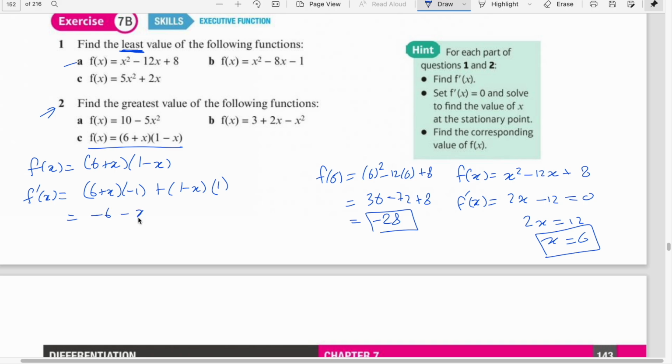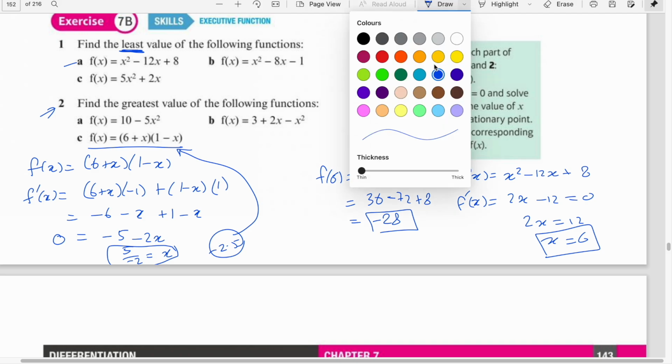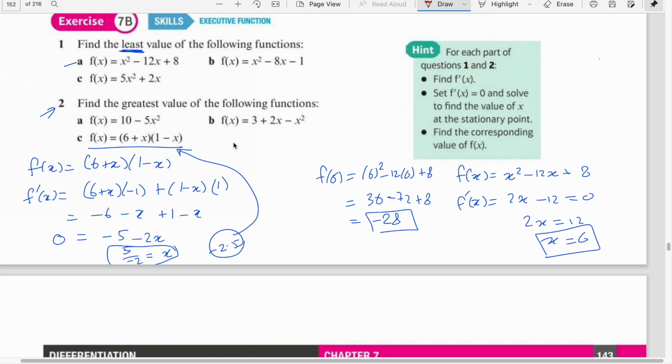Simplifying, minus 6 minus x plus 1 minus x. So I'm getting minus 5 minus 2x. So when we substitute 0, that is 5 by minus 2 is equal to x. So at negative 2.5, it gives the greatest value. So we put that back and see what the value of the function is.